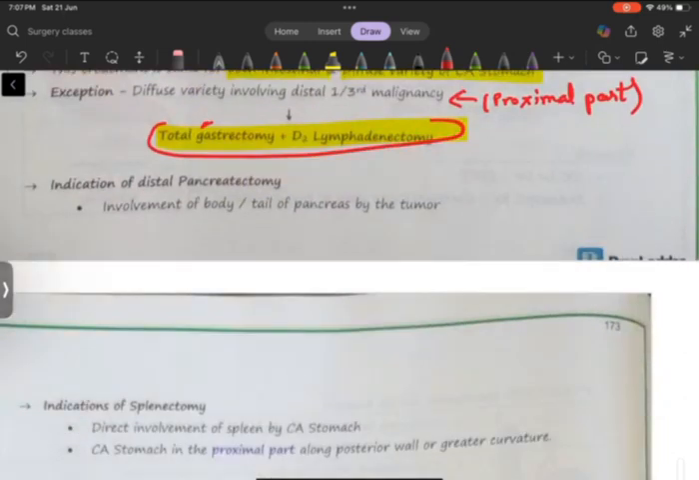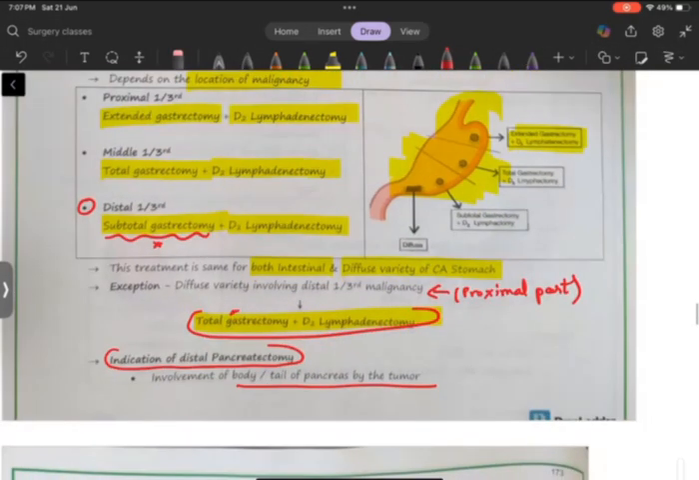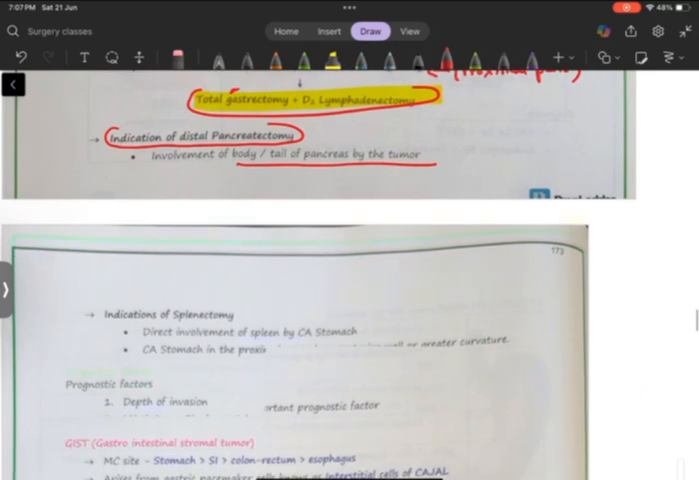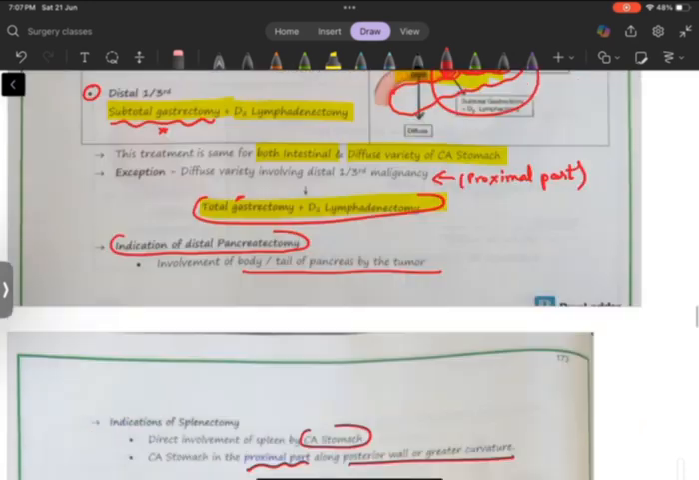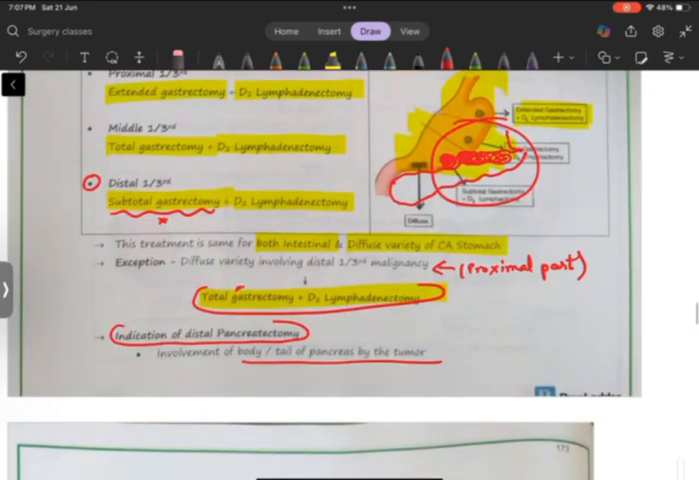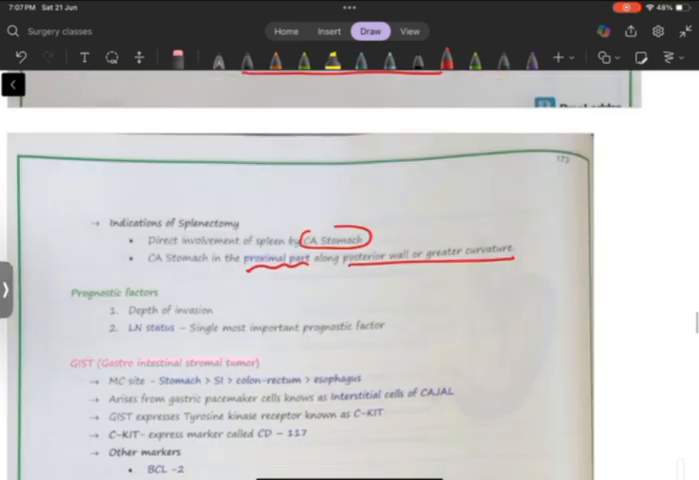So, the indication for distal pancreatectomy: when do we have to remove the pancreas? If there is involvement of the body or tail of the pancreas by the tumor. Because we all know the pancreas lies in the C shape of the duodenum, like this. Now if the tumor arises from here and is involving the body or tail of the pancreas, then we will have to go for distal pancreatectomy also. Okay, splenectomy: direct involvement of the spleen by CA stomach, or if the CA stomach is in the proximal part along the posterior wall or greater curvature. Basically the pancreas tail goes and lies near the spleen. So if this is involving the spleen, then we'll have to go for splenectomy also.